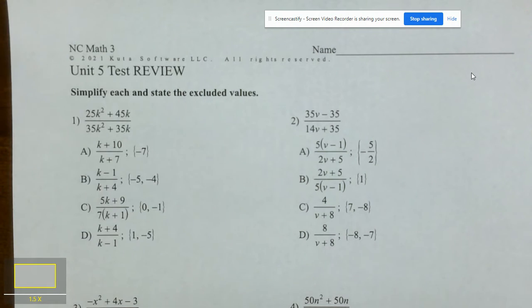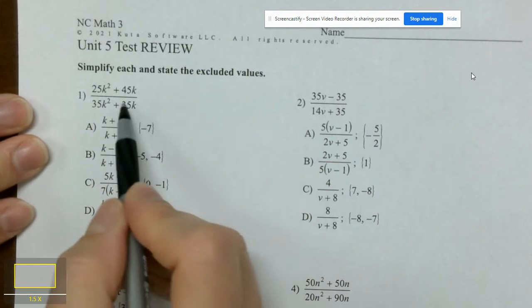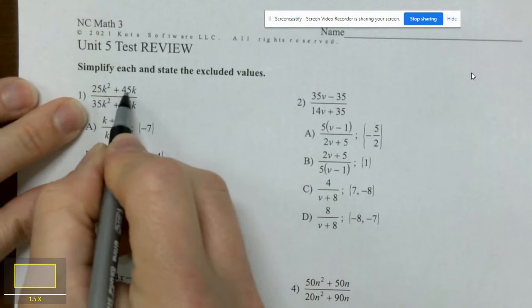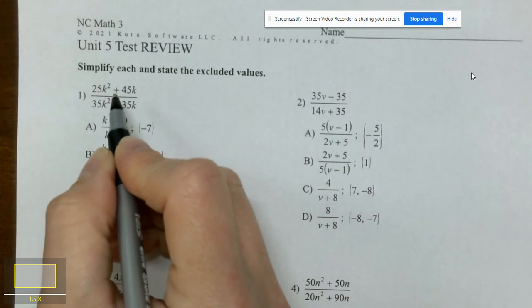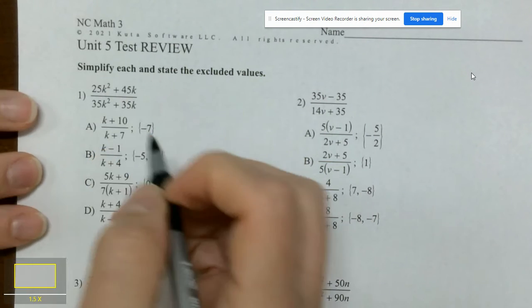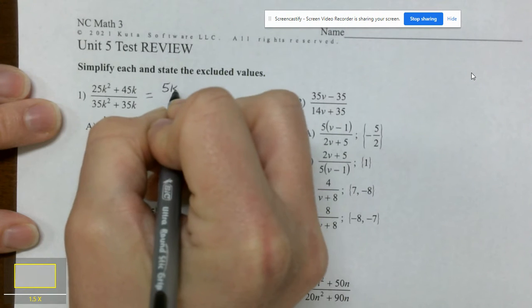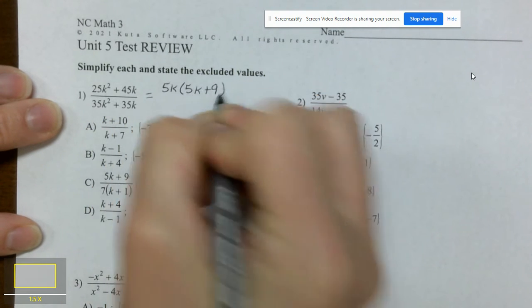Okay, so in this video, I'm going to do problems 1 through 5. So if we're looking, it says simplify each and state the excluded values. So we're going to simplify this one. So we look at the top. This is a binomial. So we look and see if there's anything that we can take out. Is there anything that they have in common? Well, they do. That's a 5k. So we're going to take out a 5k, which would leave us with 5k plus 9.